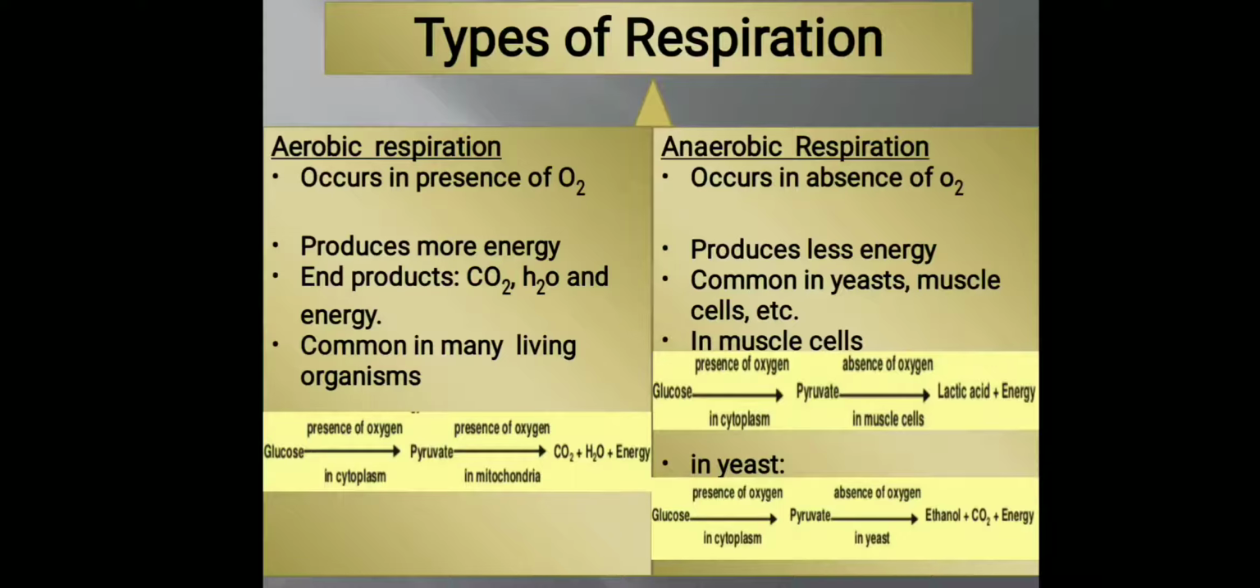End products in the case of aerobic respiration are carbon dioxide, water and energy, whereas in anaerobic respiration it depends. In muscle cells, it produces lactic acid and energy, whereas in yeast cells it produces ethanol, carbon dioxide and energy. Common thing is that in all three cases energy is produced, but in which case is it produced more? Obviously in aerobic respiration, right? Aerobic respiration is very common in many organisms, but anaerobic is rare: in some bacteria, in some fungus and in the muscle cells also, right?